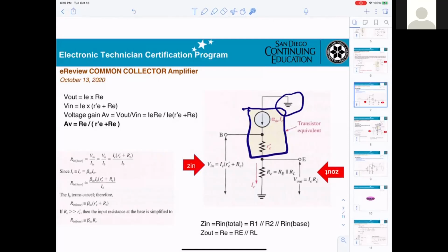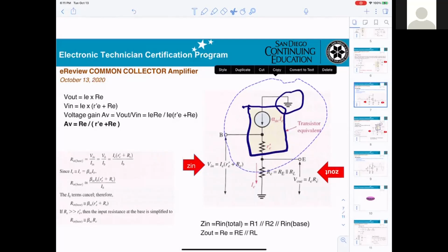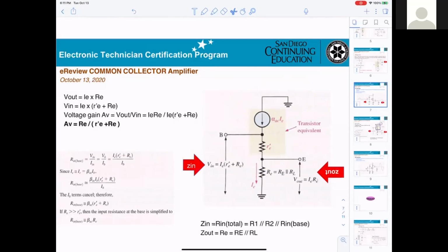Okay, thank you so much. And is that what they call buffering? Yeah, looks like the same thing. Perfect. Thank you so much. Then they don't need the gain, but they need the impedance.